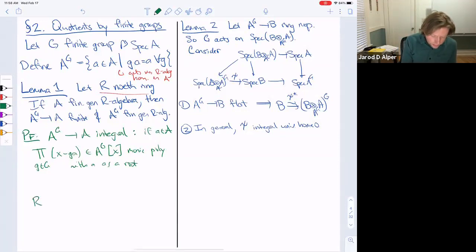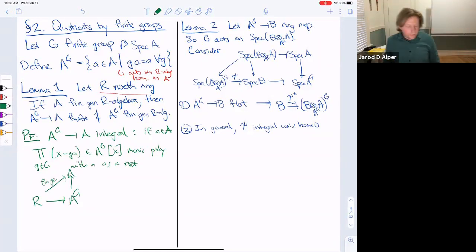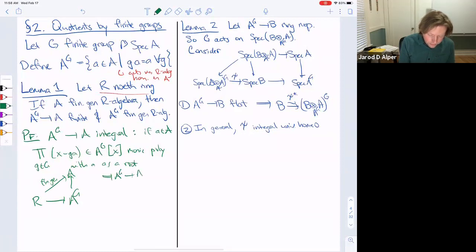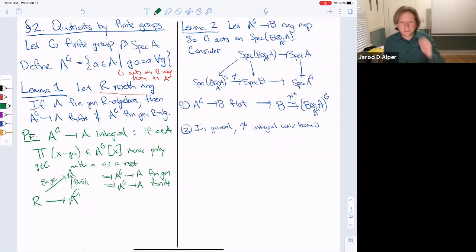And so we're in the setting where R maps to A^G, maps to A. And we know that the map from R to A is finitely generated. But that ensures that A^G to A is also finitely generated. I mean, A is a finitely generated algebra over its invariants. And because it's also integral, that implies that this map is actually finite. So this map is a finite homomorphism of rings.